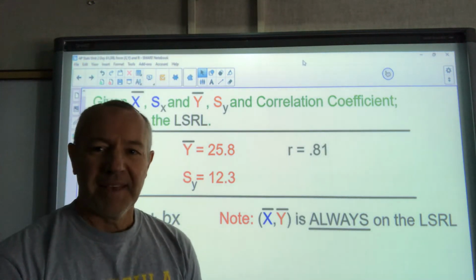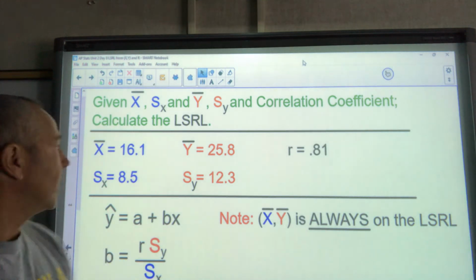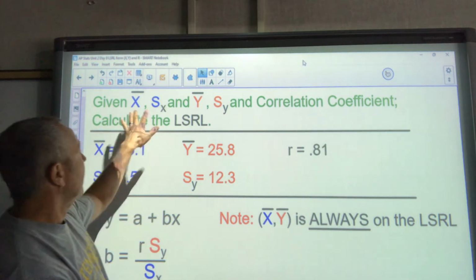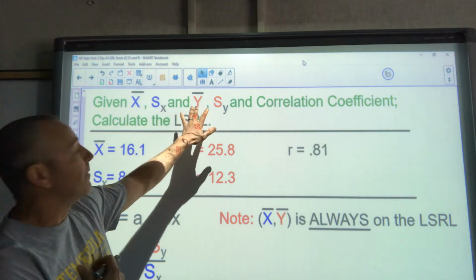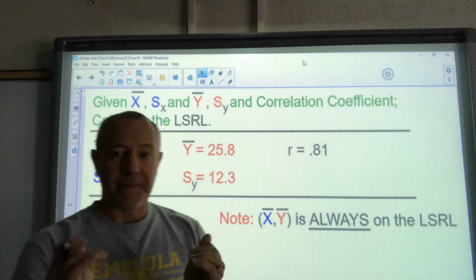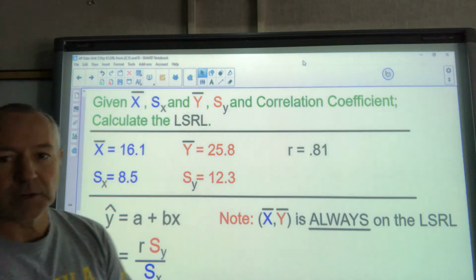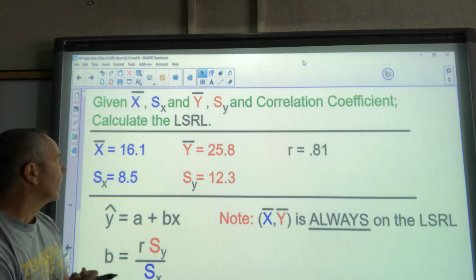Good morning, everybody, and welcome to Unit 2: finding the least squares regression line when given the mean of x, the standard deviation of x, the mean of y, the standard deviation of y, and the correlation coefficient. It's kind of an odd little separate piece, but it's something you should know how to do before you get to the AP exam.